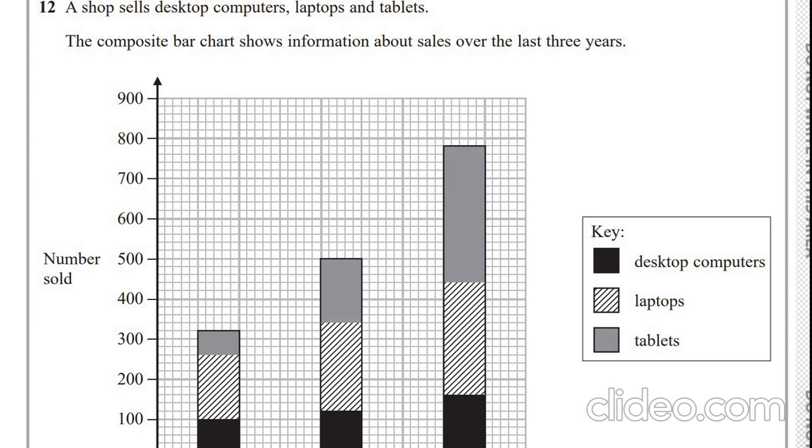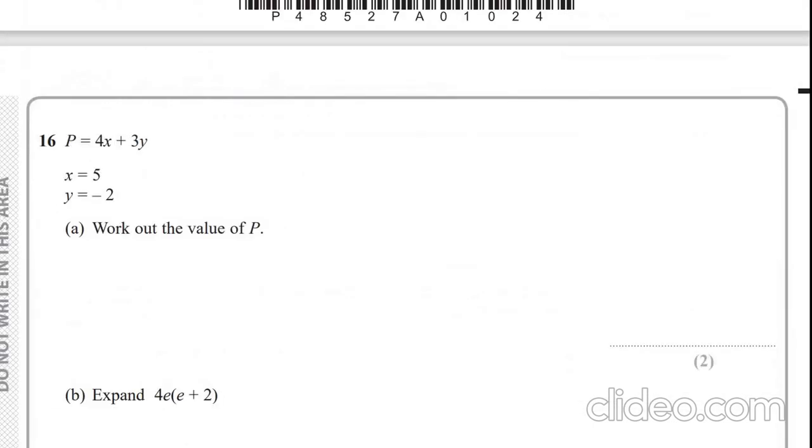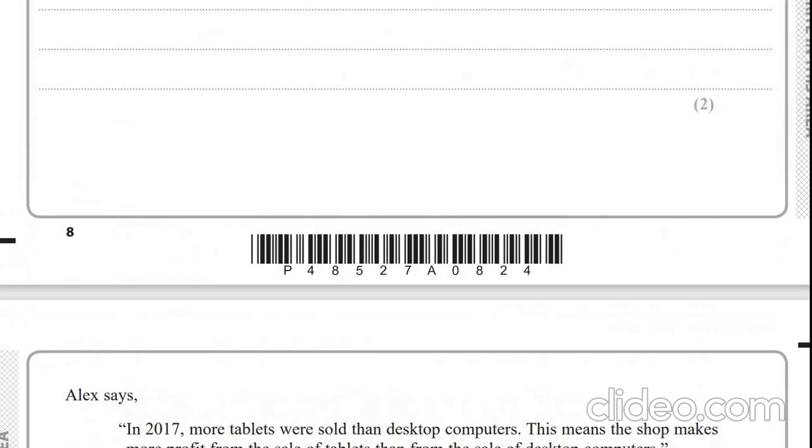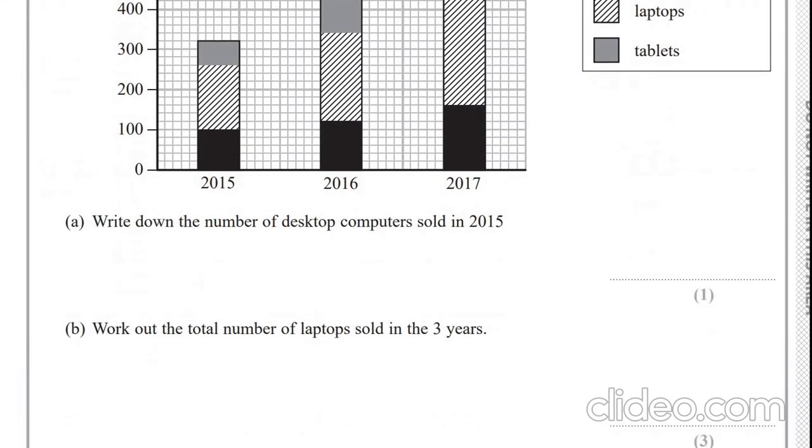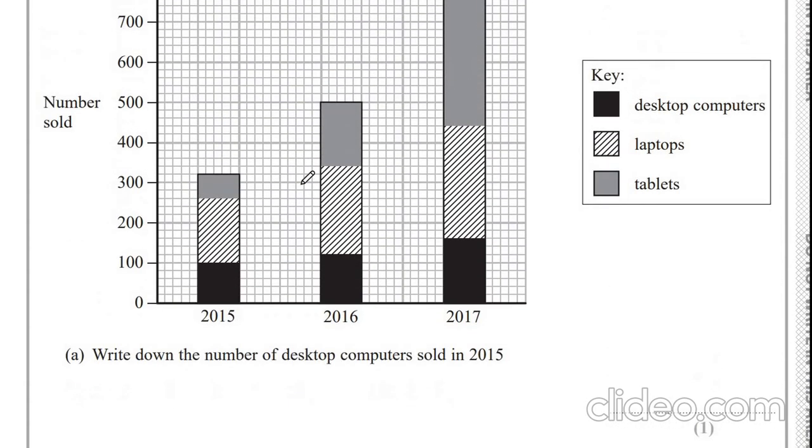Right, now this is about a bar chart. And first question, write down the number of desktop computers sold in 2015. So 2015, desktop computers are the solid black ones. So this is the height, 100.